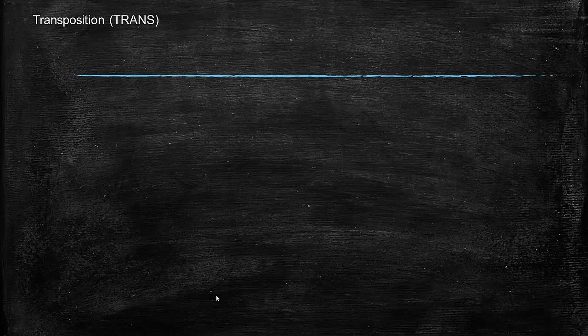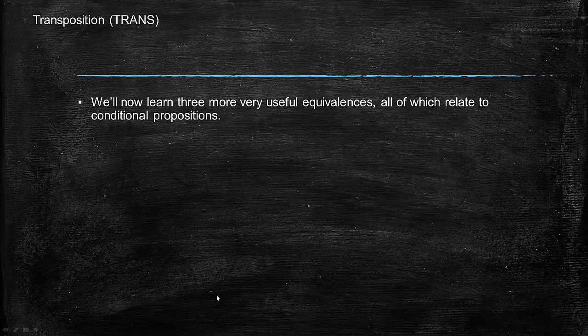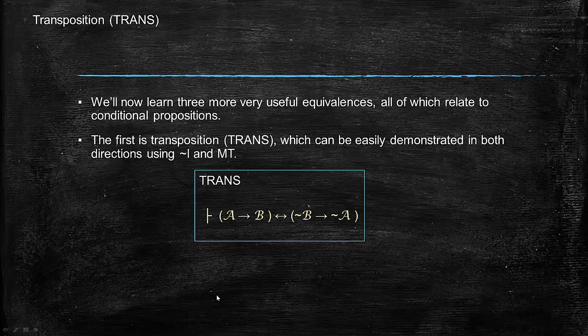Okay, well, let's introduce some new equivalences now. We'll start with transposition. Transposition is called transposition because you're transposing, which is you're switching the order of the conditional. So if you go in the forward direction, if you have if A then B, you turn it around and you got B in the front and A in the back, but now it says not B then not A. So if A then B, if and only if not B then not A. And of course it goes in both directions.